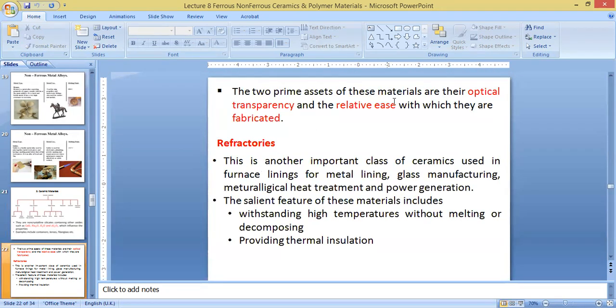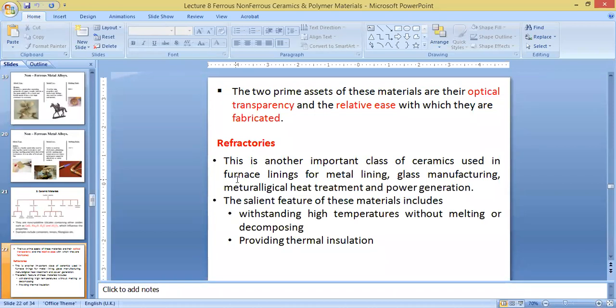Two prime assets of these materials are their optical transparency for glass, isn't it? Those who are wearing reading glasses right now, that is ceramic. And the relative ease with which they are fabricated. So we have capillary glass there, as you are going to Lusaka, if you're leaving Kitwe or vice versa, we have a whole factory where our glasses are made. I do not know if they're still in operation now.